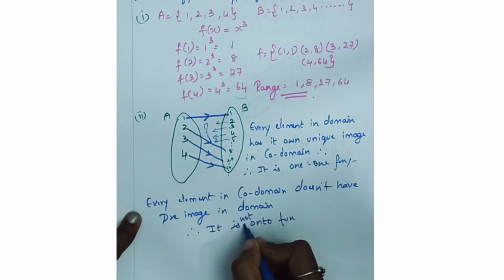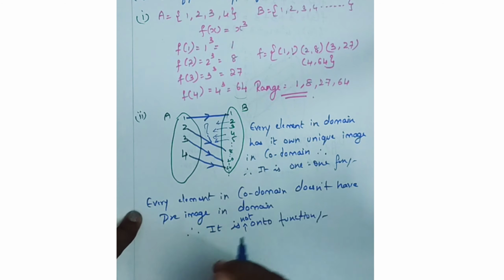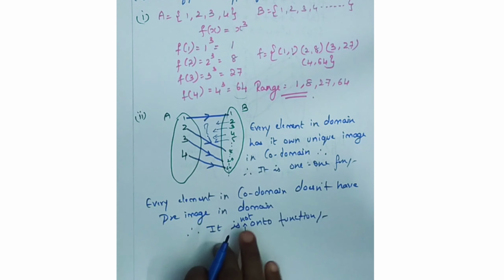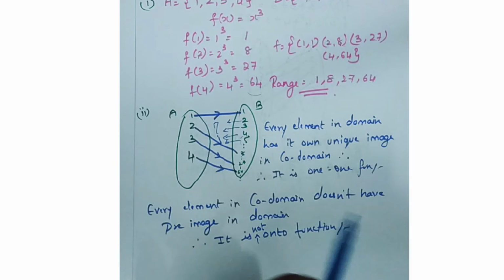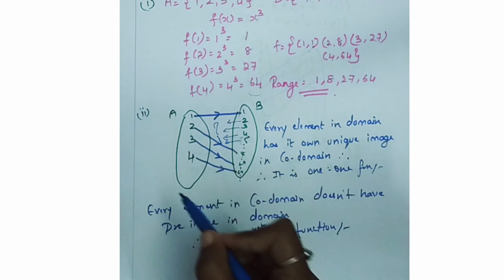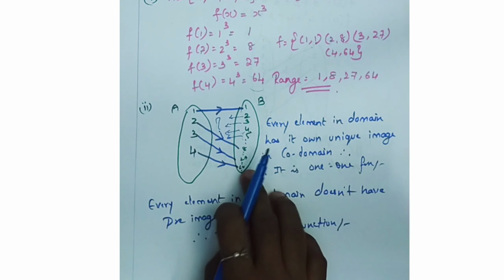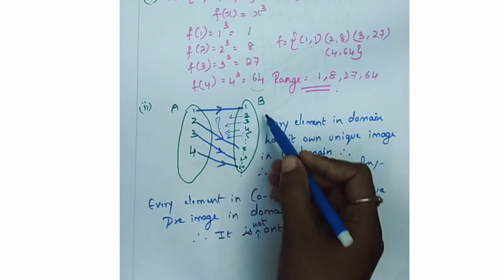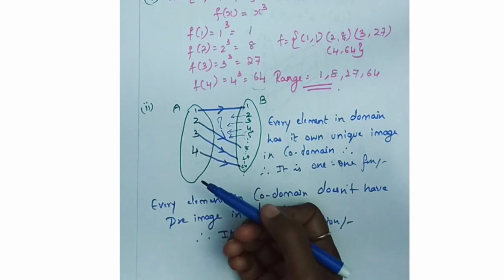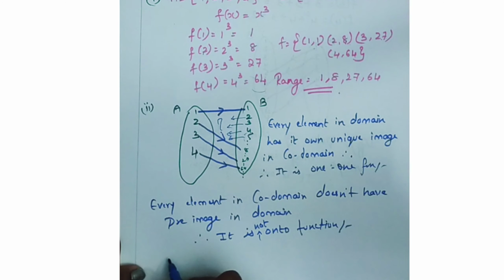Not onto function. So therefore it is an into function. Into function means at least one element in B should not have any pre-image in A. Here many elements don't have any pre-image. So therefore it is an into function. So you just write here, it is an into function.